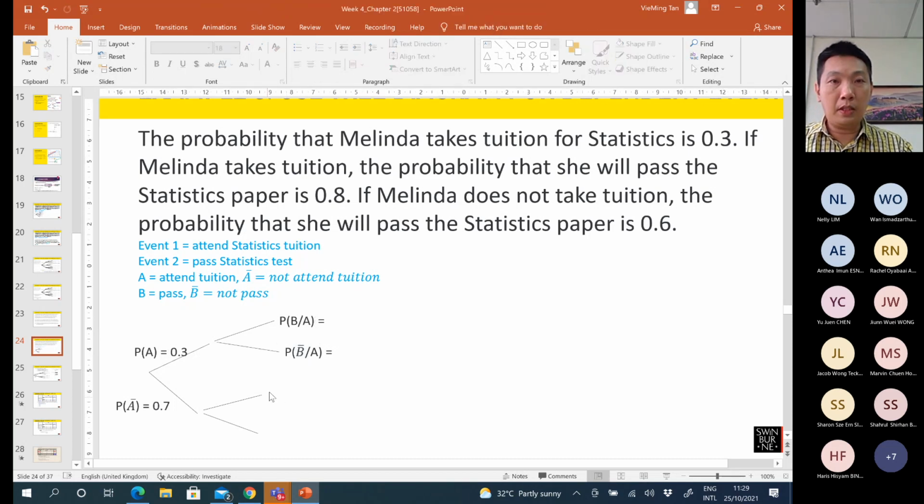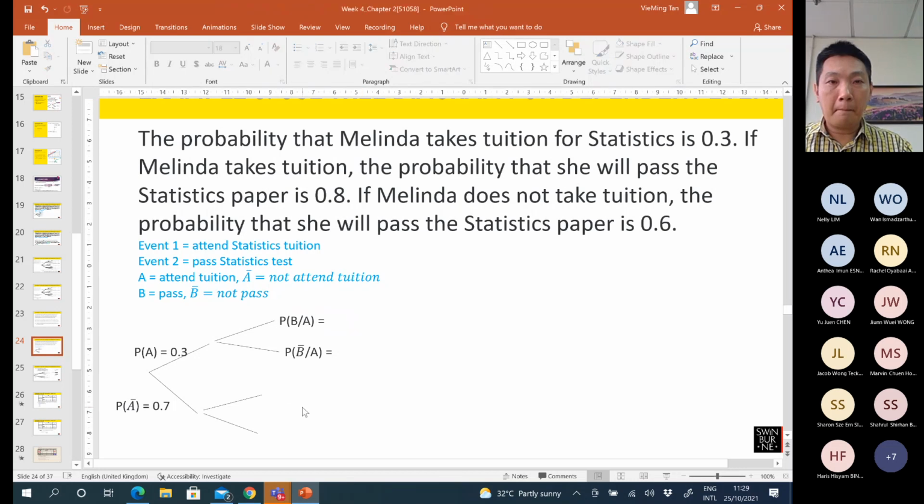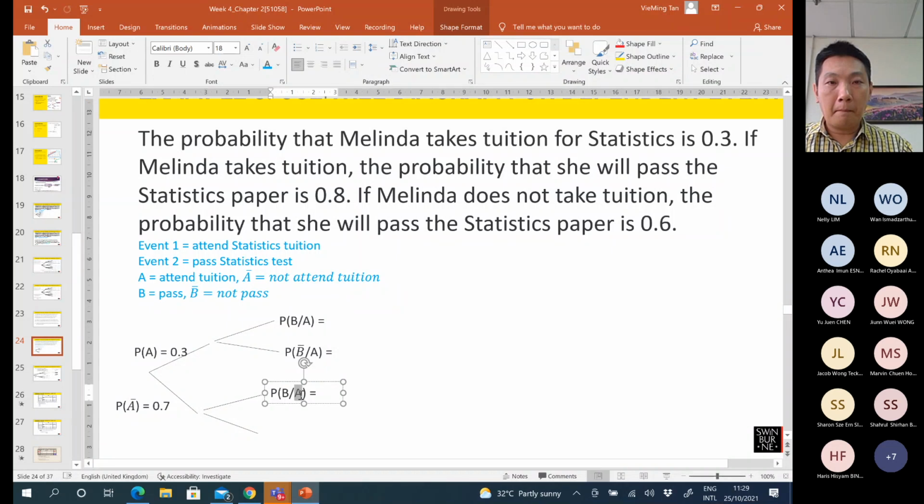Then how about this one? This one is B given A bar. So this one I need to change to A bar, because this branch relies on the result of the first event, which is A bar.